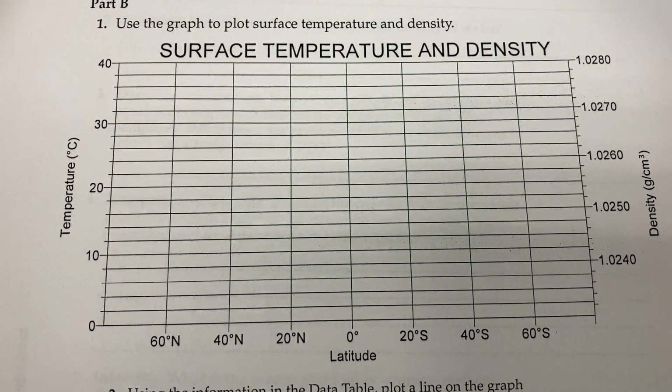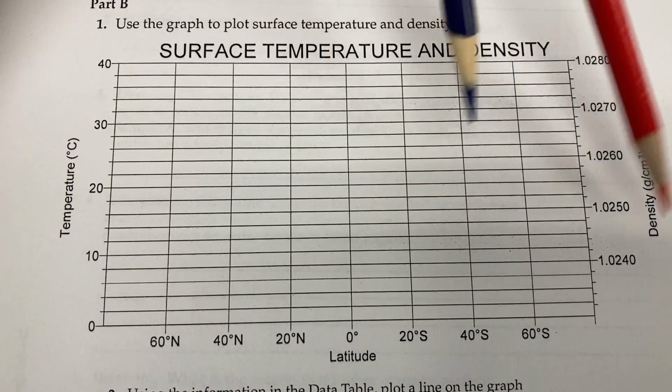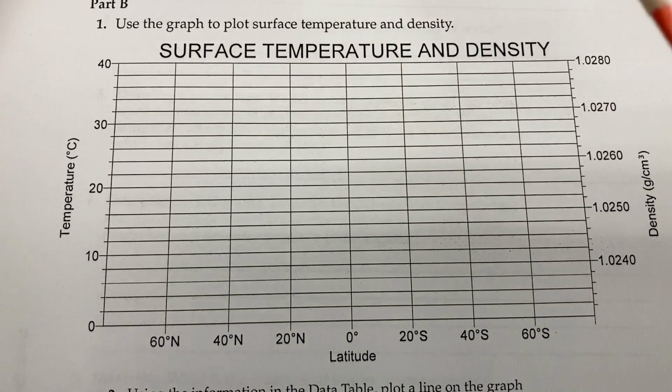Okay guys, it's time to set up our graph here. This is a little bit of a different type of a graph than you may have seen before. You're gonna need two different colored pencils to make this easier to read when you're done. Now, you don't have to, but it will make it easier to read. If you look at your graph, this is a triple axis graph.